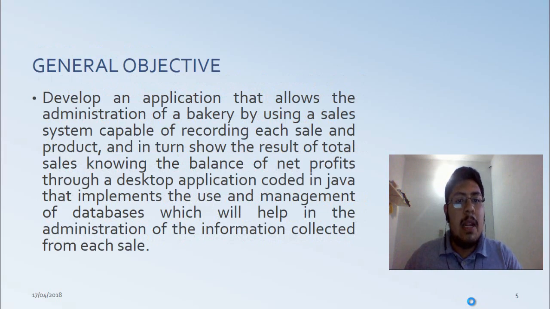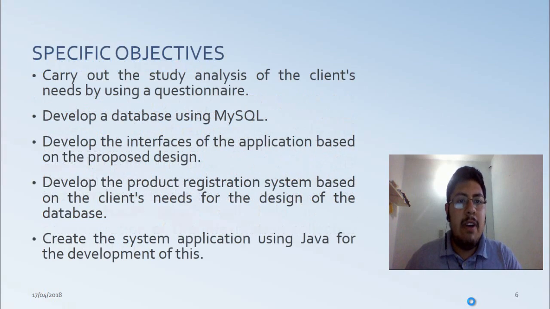The general objective: develop an application that allows the administration of the bakery by using a sales system capable of recording each sale and product. Our general objective is to develop an application that solves one of the problems of the customer, that is the manager of the local, making our sales easier and faster than the other employees, and have all the information recorded in a database.